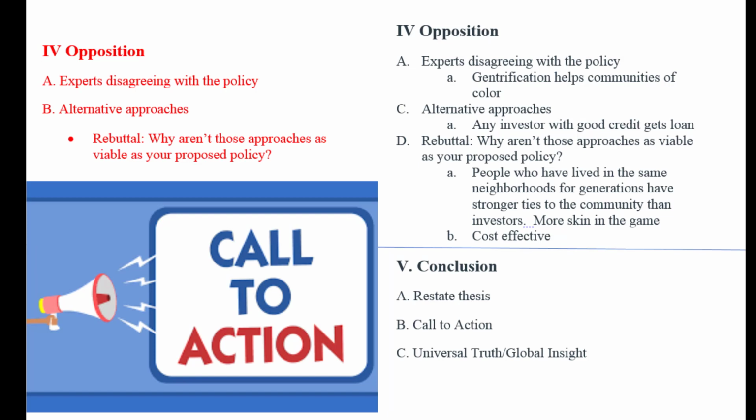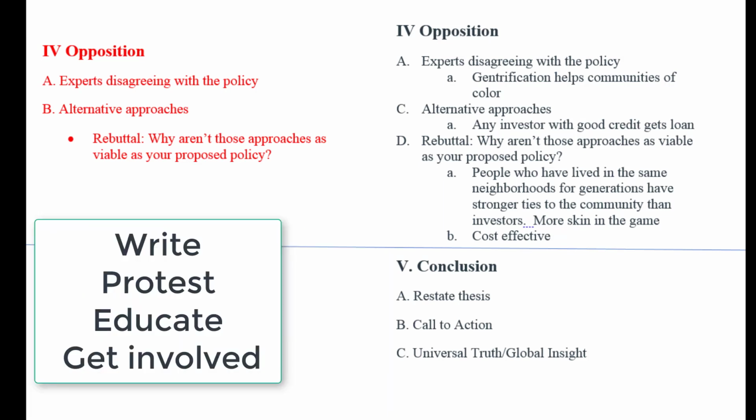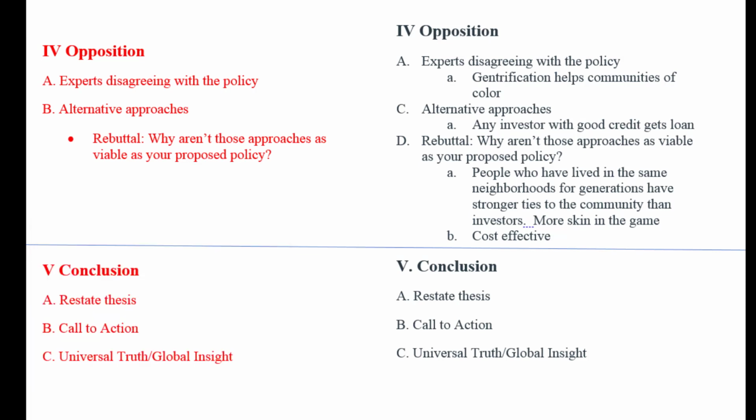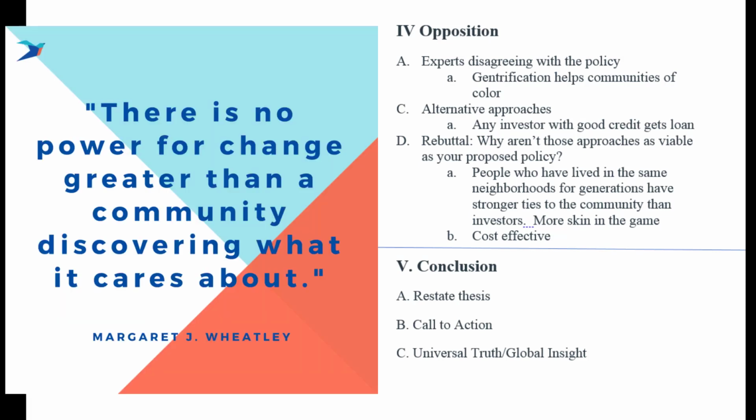Notice how I used verbs. Write, protest, educate, get involved. Claims, calls to action are verbs. And then a universal truth. Helping people, giving people the tools to help themselves is an anti-racist practice, whether it has to do with housing, education, or any other social justice issue. Giving people the tools to help themselves is the best approach.